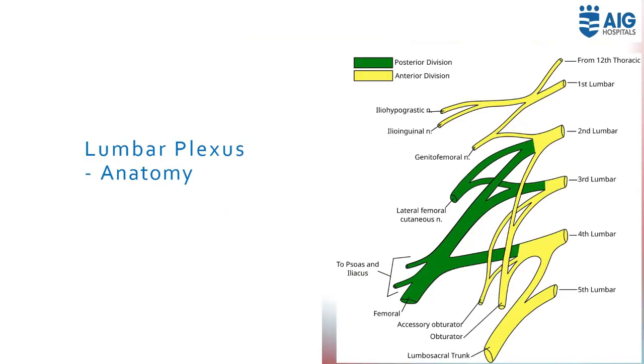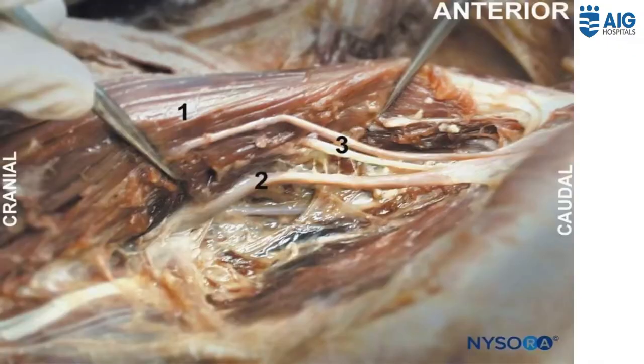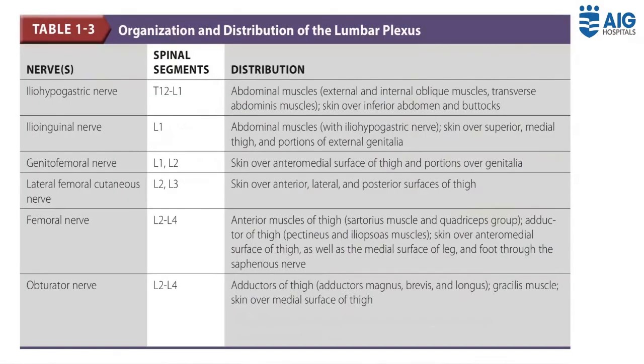We shall now proceed to understand the anatomy of the lumbar plexus. The lumbar plexus is a network of nerves formed by the ventral rami of L1 to L4 spinal nerves with occasional contribution from T12 or the subcostal nerve. It is located within the posterior part of the psoas major muscle, anterior to the transverse processes of the lumbar vertebrae. From superior to inferior, the six major branches are the iliohypogastric nerve, ilioinguinal nerve, genitofemoral nerve, and obturator nerve anteriorly, and posteriorly the femoral nerve and lateral femoral cutaneous nerve.